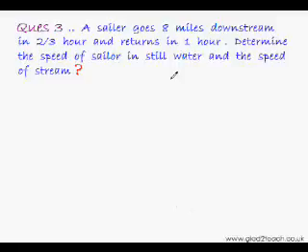Could you solve this question? So what's your answer? Okay, I'll just find it out for you. So like we always do, let the speed of the sailor in still water be x miles per hour and the speed of the stream be y miles per hour.